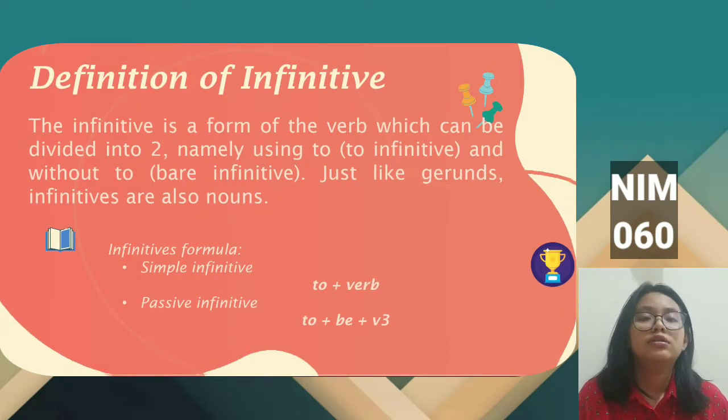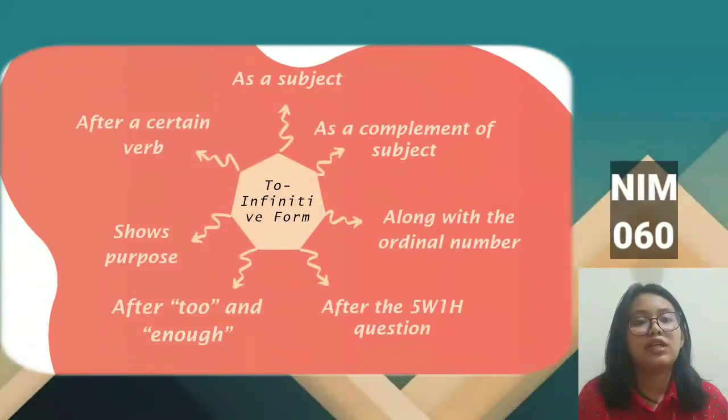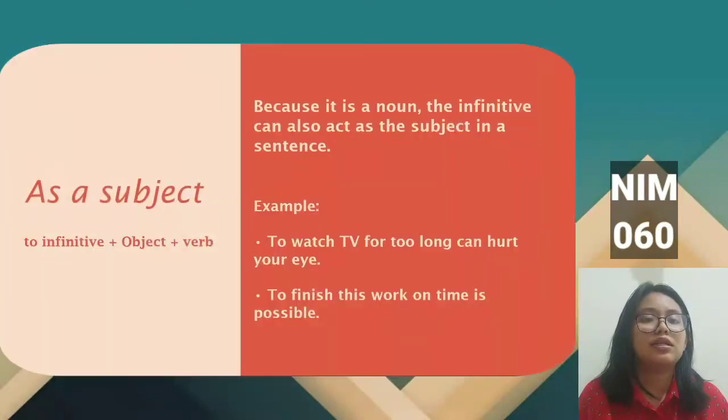Now I will explain about types of to infinitive form. The first one is as a subject. Because it is a noun, the infinitive can also act as the subject in a sentence. Now the pattern is to infinitive plus object plus verb.